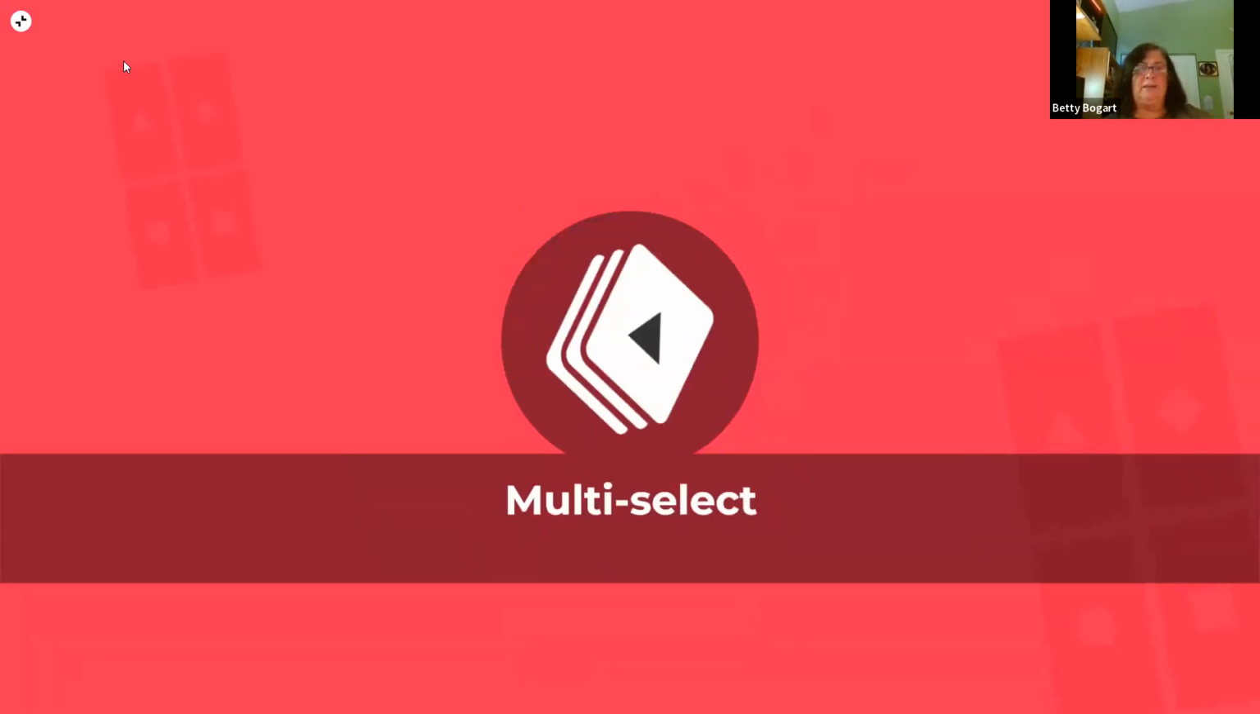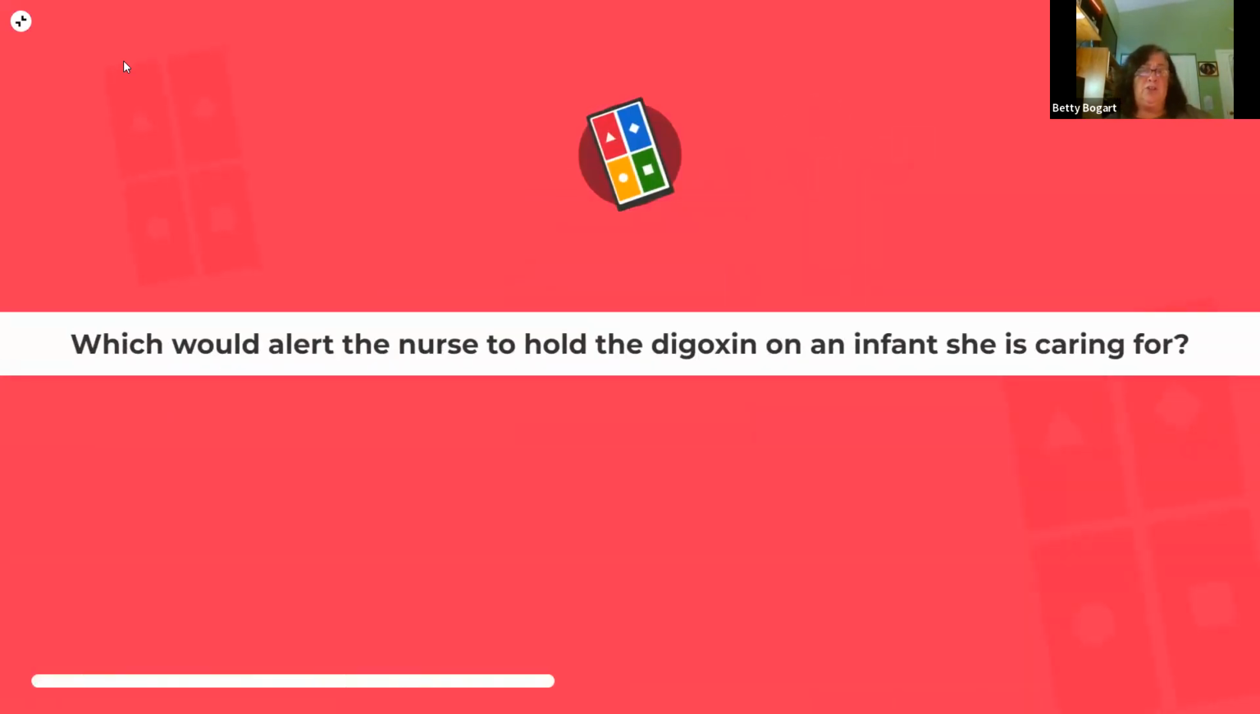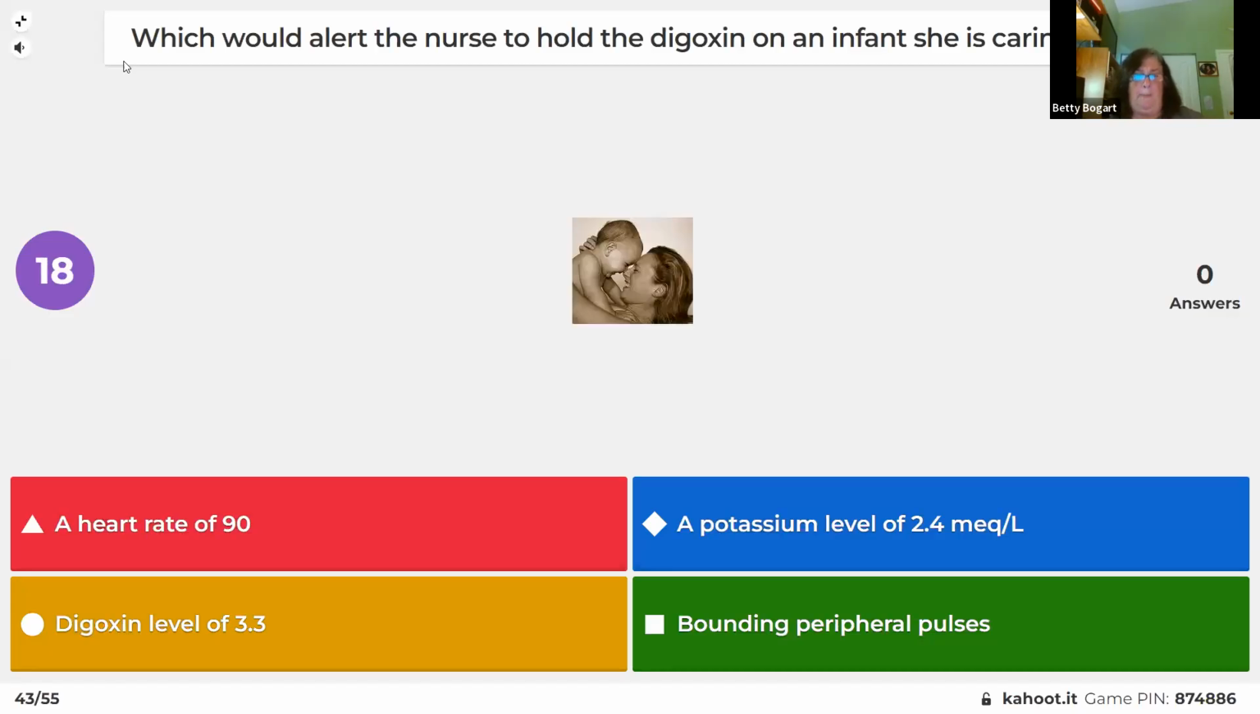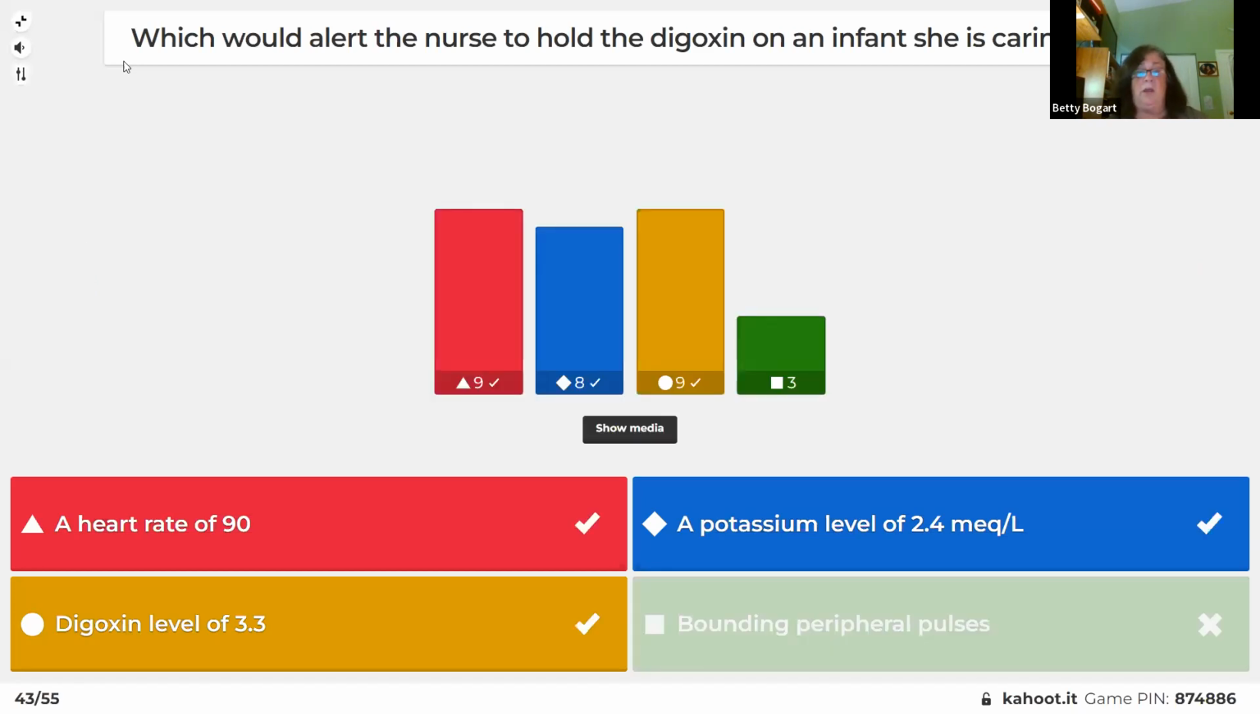Multi-select. Which would alert the nurse to hold digoxin on an infant she is caring for? Well, what do you know about digoxin with adults? It's the same thing as children. But the only difference is we have different heart rates on infants, right? That's why we need to know what our vital signs are for which stages of a child that you're working with. So if the heart rate is 90, that's too low, because an infant is what?